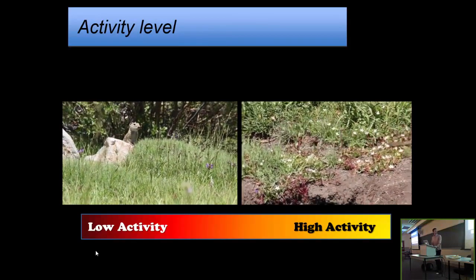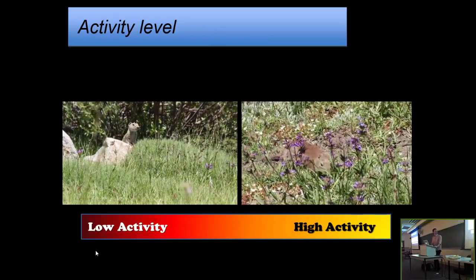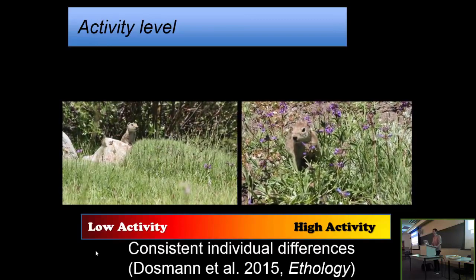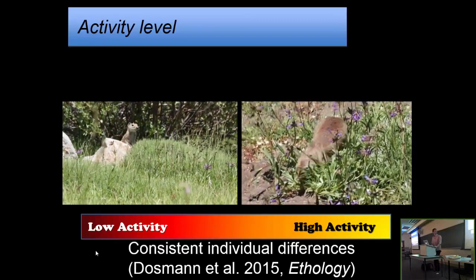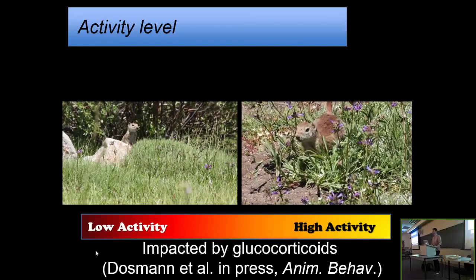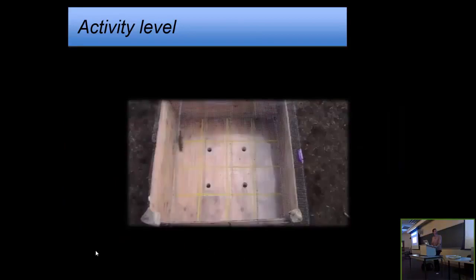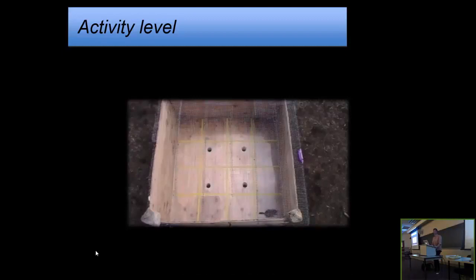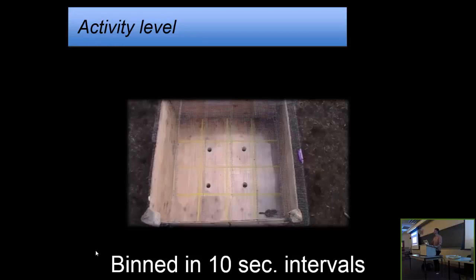So again, I'll look at this in squirrels, where we have individuals that differ in their mean value of activity. There are consistent individual differences, as I showed before. I actually find that they're impacted by stress hormones, glucocorticoids. And so I'll take a different measure of activity, still counting the number of lines crossed, this time over a 4-minute test. I've binned this into 10-second intervals so we can see how variable and how temporally predictable that individual is over time.